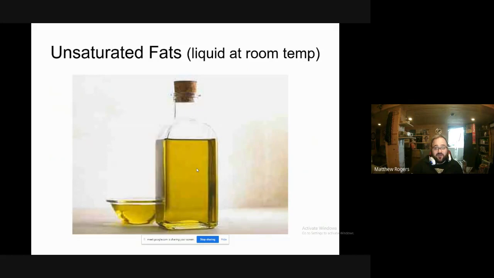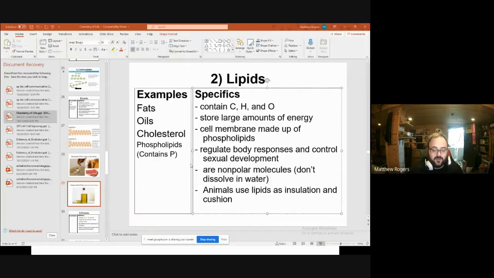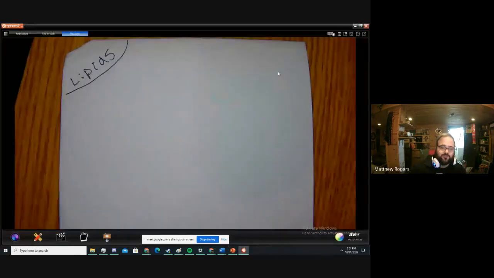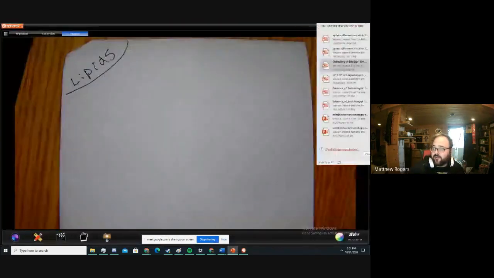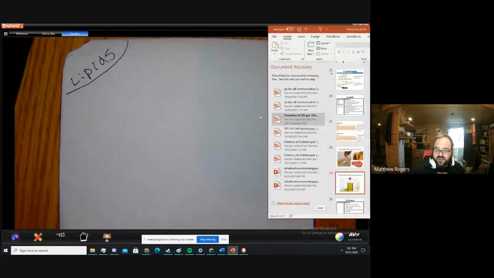So that's it for the notes from there. Let's draw on our piece of paper here. I'll pull this up, and so I have lipids. Let's go through each single one here. Let me actually pull this to the side, that way I make sure I don't forget anything, because I don't want you guys to have less of an education.